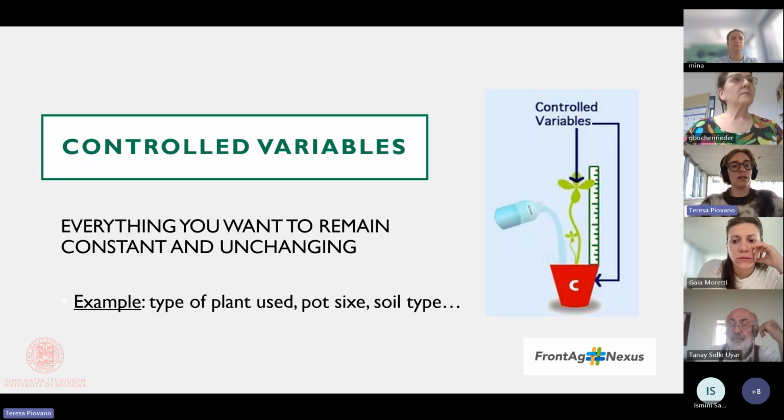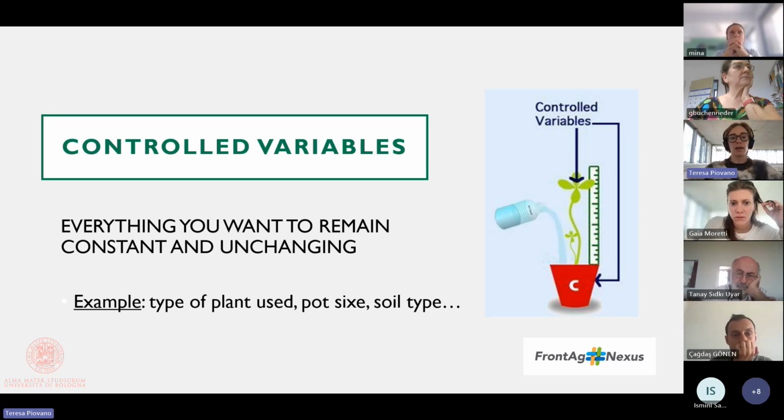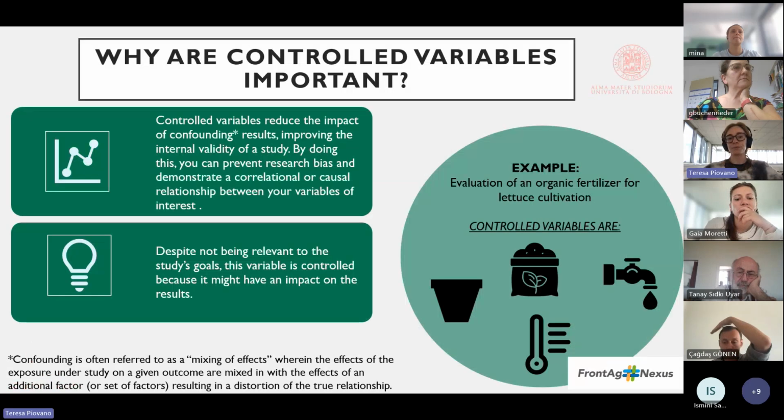So what are the controlled variables? As said, it is everything that you want to stay constant and unchanged all over the experiment. It can change obviously depending on the type of experiment that you are conducting. And some examples could be the type of plant used, the pot size, the soil type, the solution, and going on. So why are controlled variables so important?